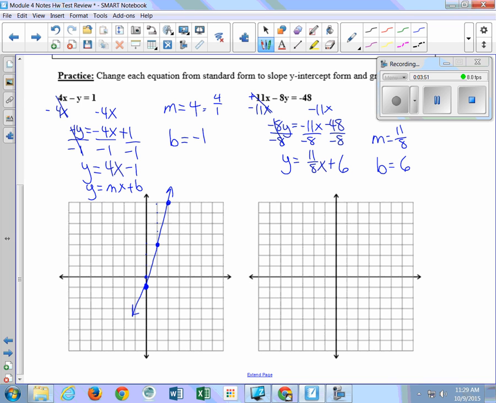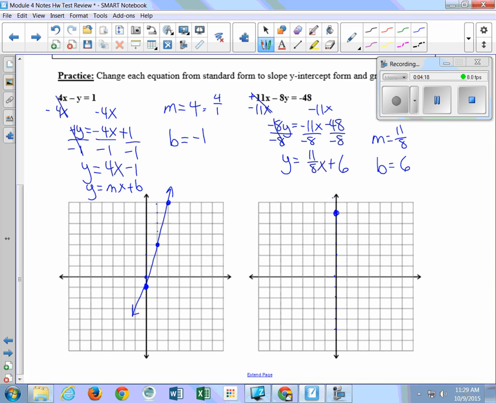So I go to my graph starting at the origin. That's at 0, 0, and I count up to 6. 1, 2, 3, 4, 5, 6. This is my y-intercept. Now I need a positive line, but I can't count up to 11, so I need to count down 11 times. 1, 2, 3, 4, 5, 6, 7, 8, 9, 10, 11.